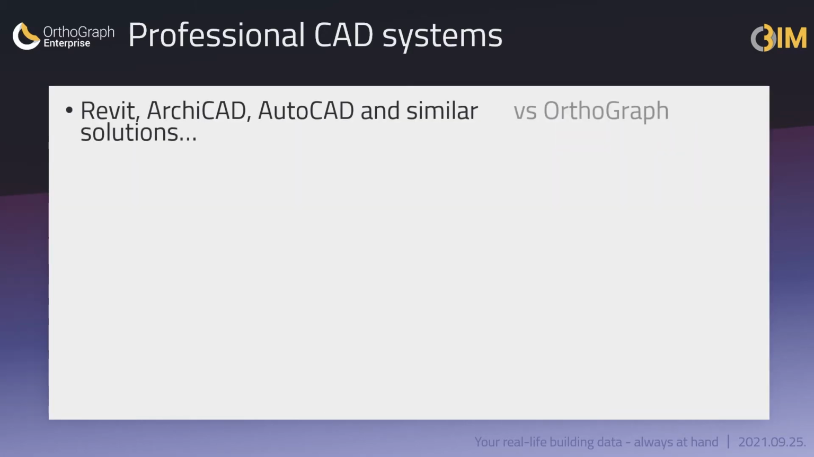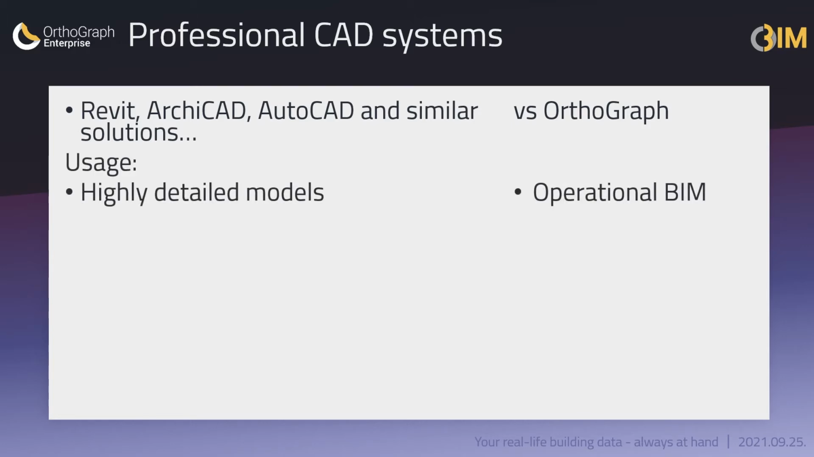Let's see what they can do for building operation and compare them to OrthoGraph's Operational BIM approach. CAD systems handle very detailed models with all building elements and technology built into them. For the operation, this might be impressive, but in real life, too much data means a large amount of work to keep it updated, and most of that is not really required for the everyday operations. We believe the optimal is the minimal required data, but not more. That makes BIM feasible for operation.